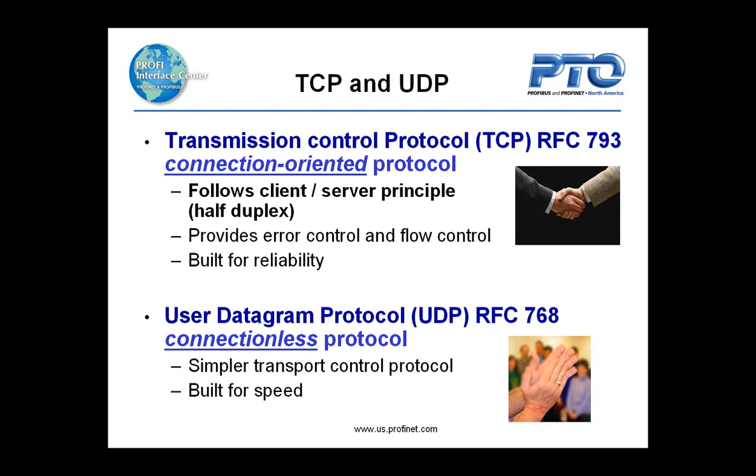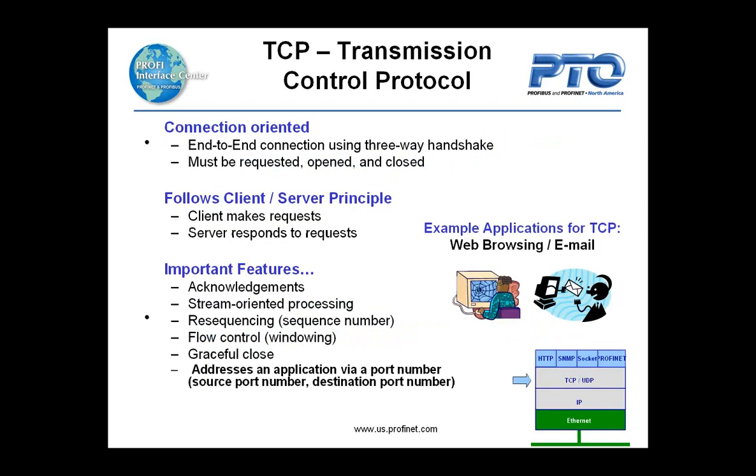Another protocol at layer 4, we're now at layer 4, is User Datagram Protocol. UDP, or RFC 768, is still a connectionless protocol similar to IP, and it's built more for speed. So it's similar to you send a message out, but you don't know, again, if that message got received by the partner.